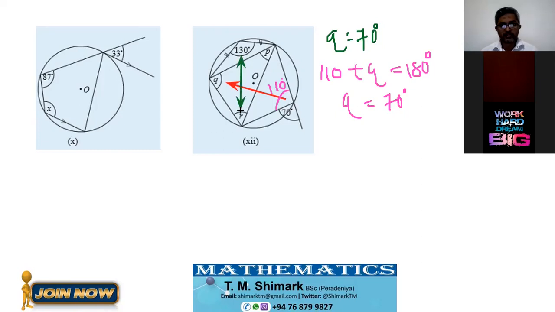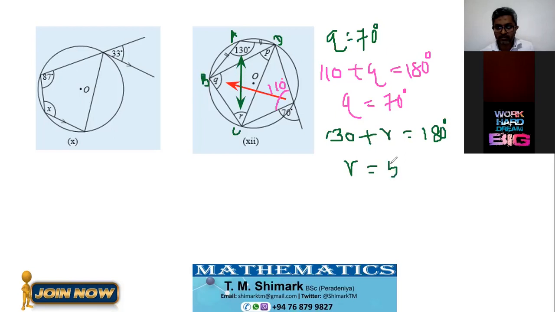R and 130. Think of quadrilateral ABCD. It's a cyclic quadrilateral. Why? Because it's on the circumference, everything is there. 130 plus R is going to be supplementary. The theorem says on a cyclic quadrilateral, the opposite angles are supplementary. That means 180. So R is going to be 50. 130 will go to the other side, 180 minus 130 is 50 degrees.